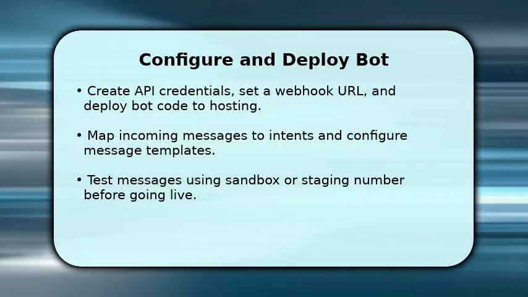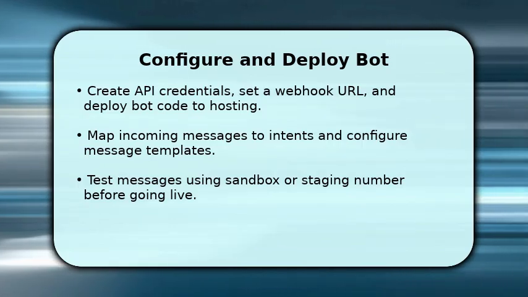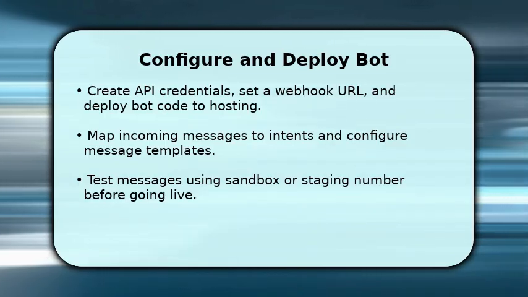Configure the webhook URL to accept JSON and verify signatures for each request. Deploy your bot code to hosting that supports HTTPS and WebSocket connections if needed. Map incoming messages to intents and actions using a simple routing table or NLP engine.